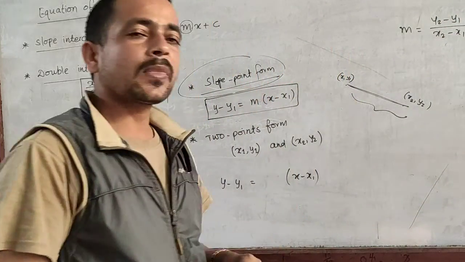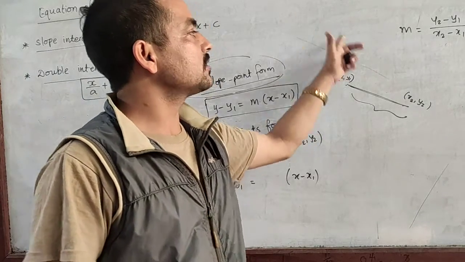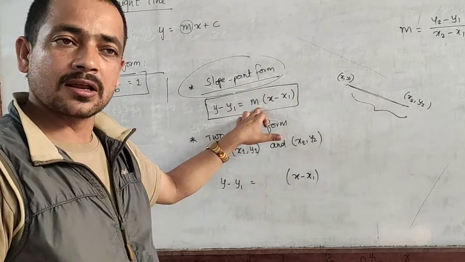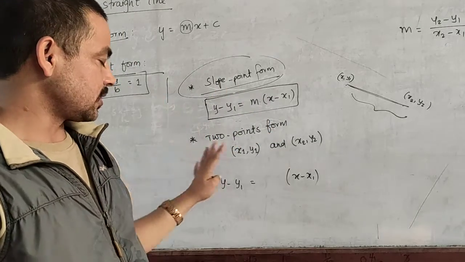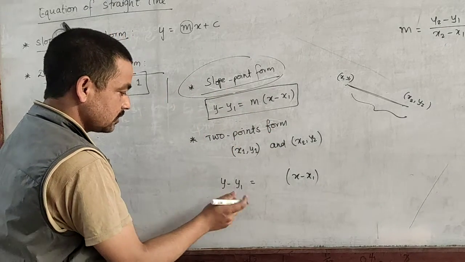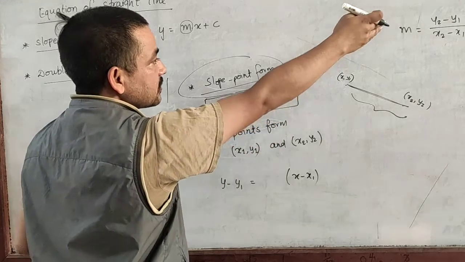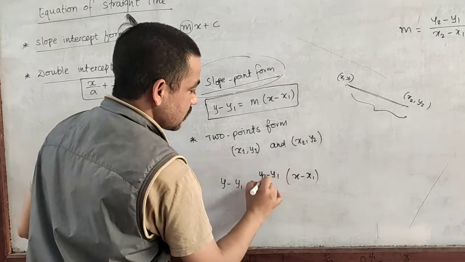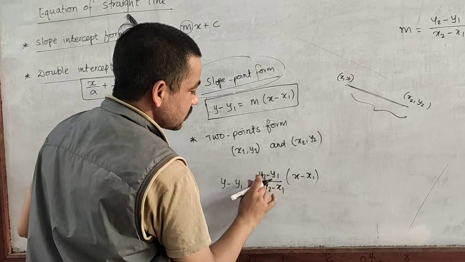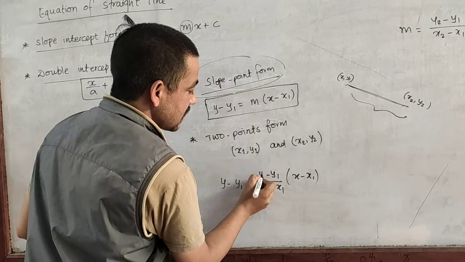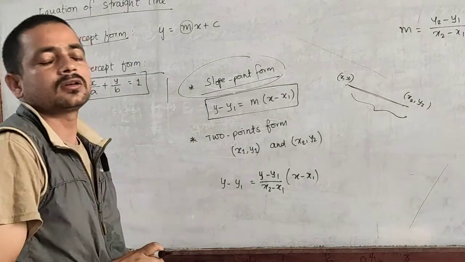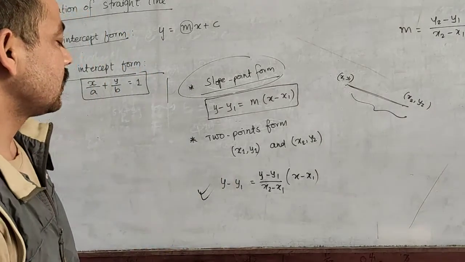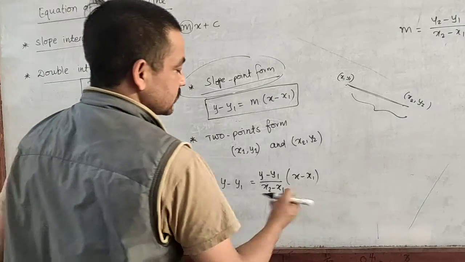So here also, first get the slope by using this formula, y2 minus y1 upon x2 minus x1. If you use that formula directly over here also, no problem. So this formula you can use.